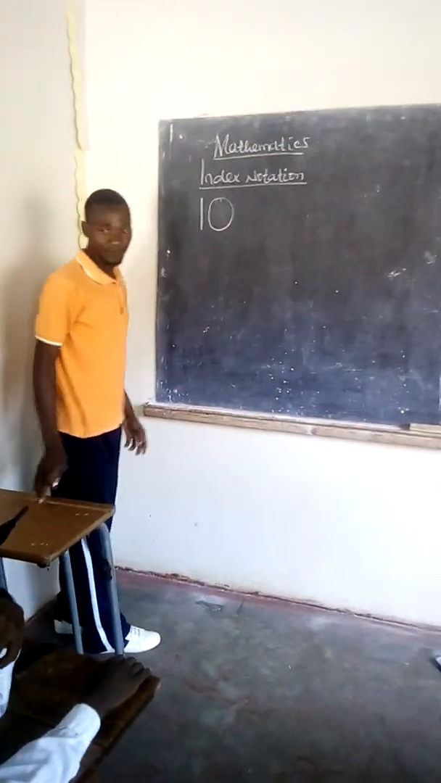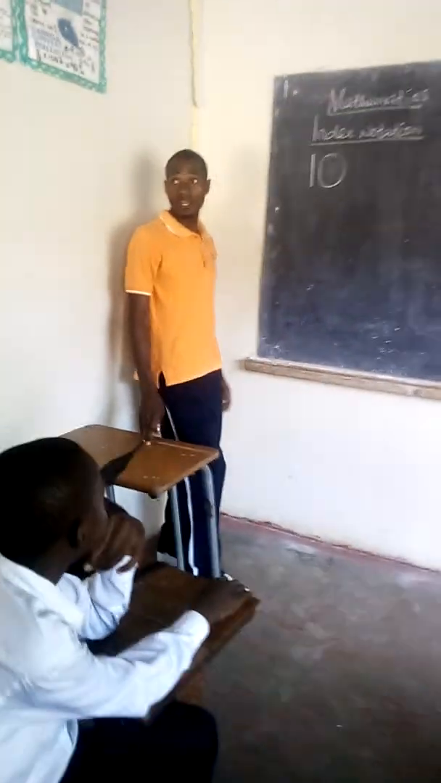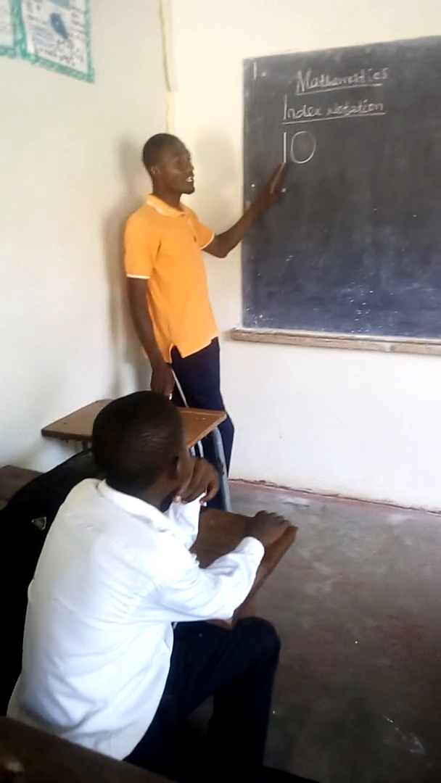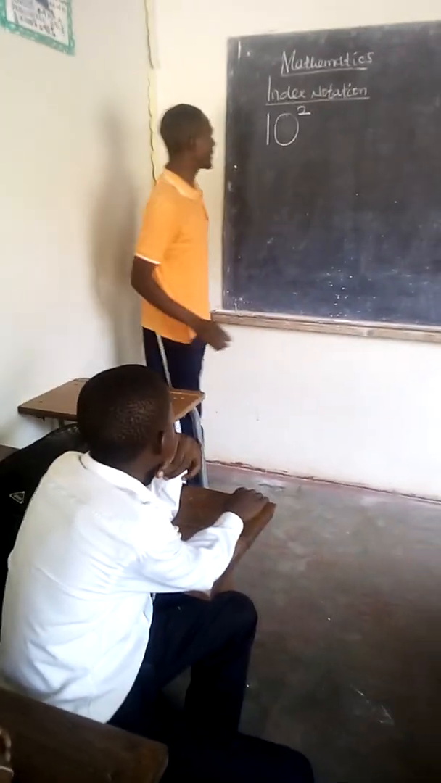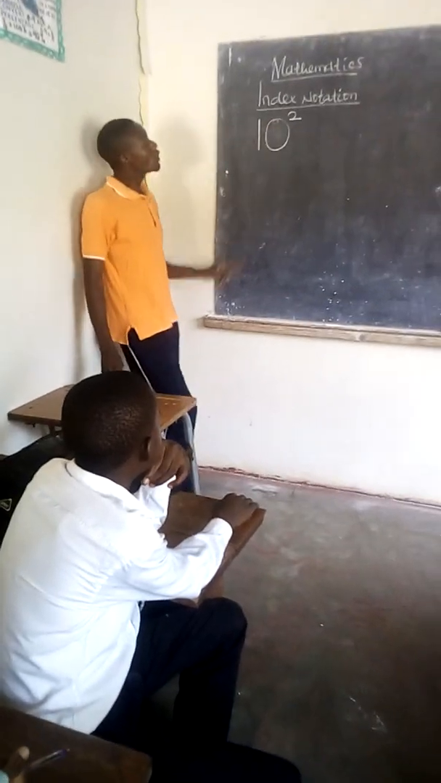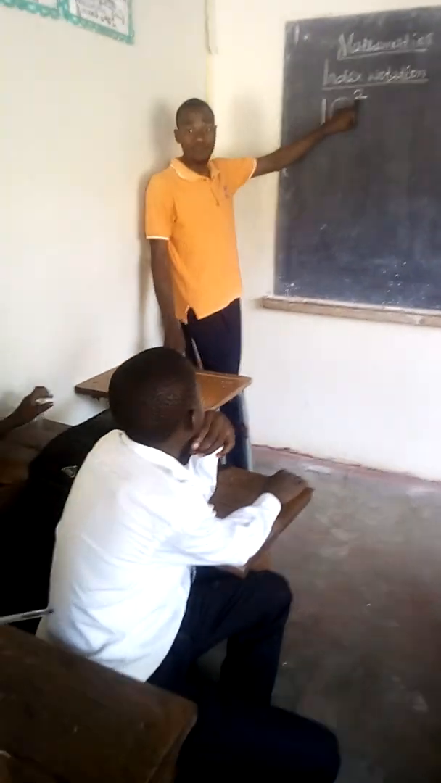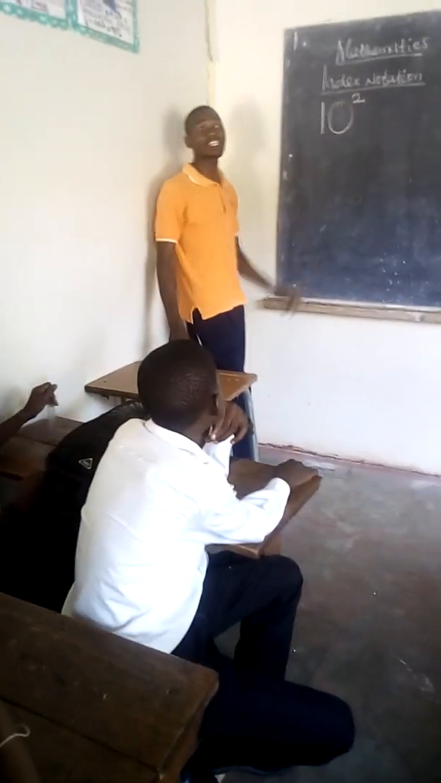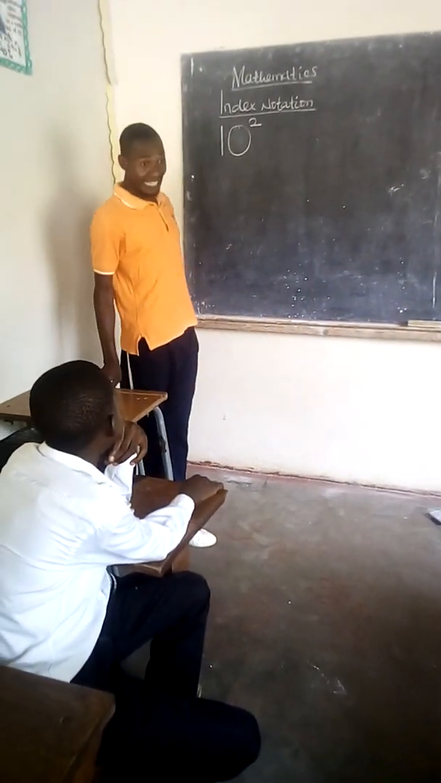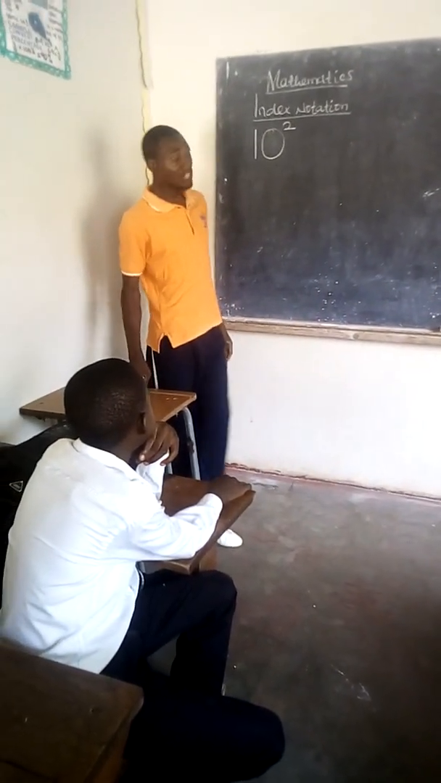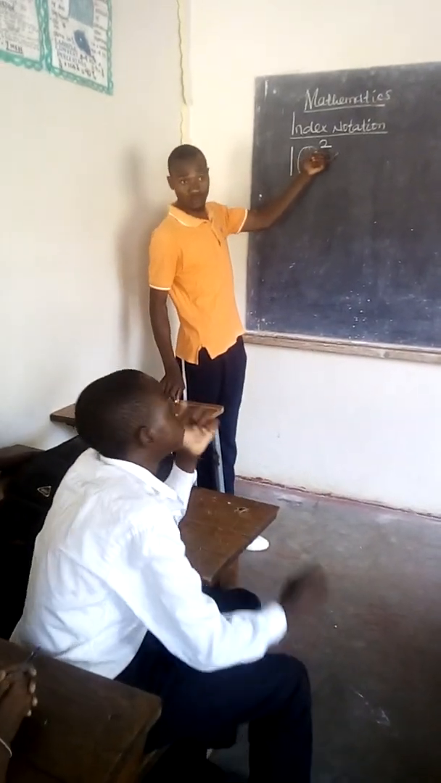So, without wasting much time, let us give an example. What number is this? 10. 10 is a whole number, isn't it? Now, if we put the power like this, 2, this 2 is called a power, or if it is not a power, you say exponent, or if not exponent, you say the index. So this is 10 to the power 2.